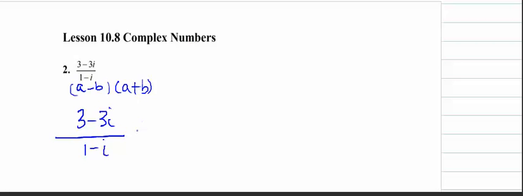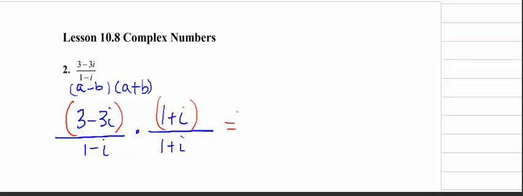So there's the original fraction, and I'm going to multiply by, instead of 1 minus i, 1 plus i, top and bottom. Now in this problem, when we actually do the multiplication, on top we have a group times a group. It's a binomial times a binomial, and that requires us to do double distribution or foiling. So 3 times 1 is 3, plus 3 times i is 3i.